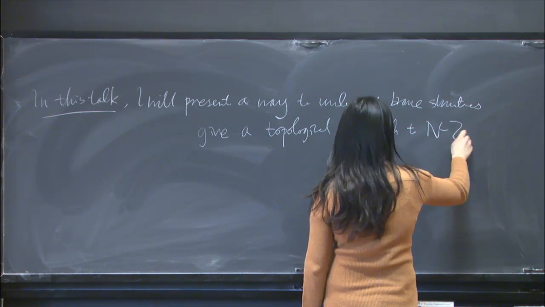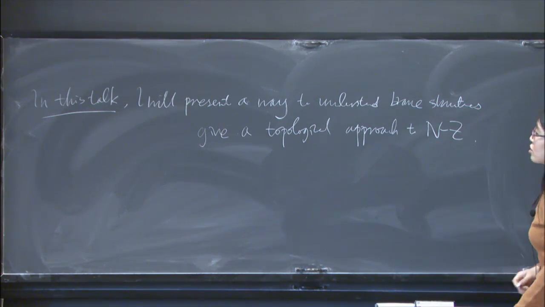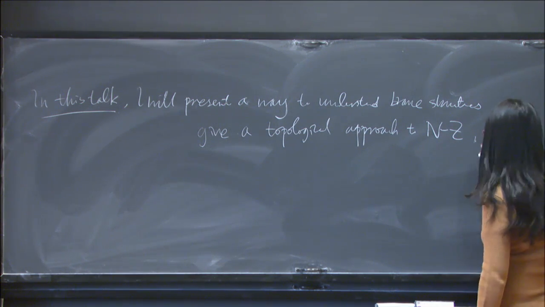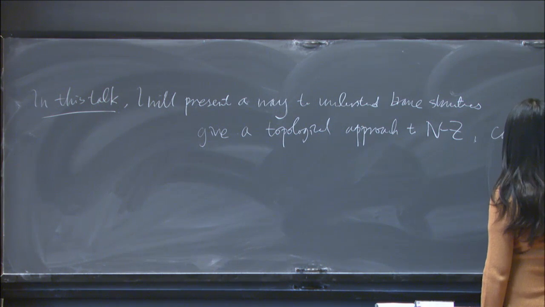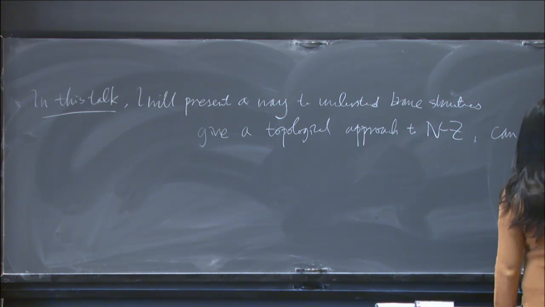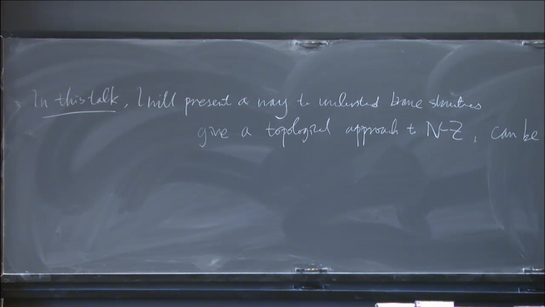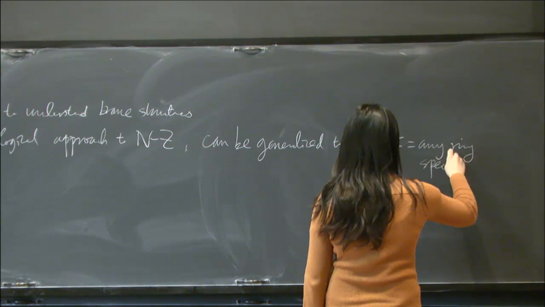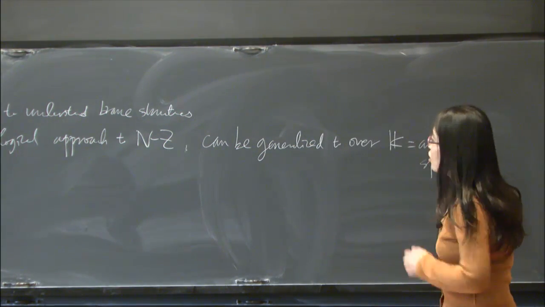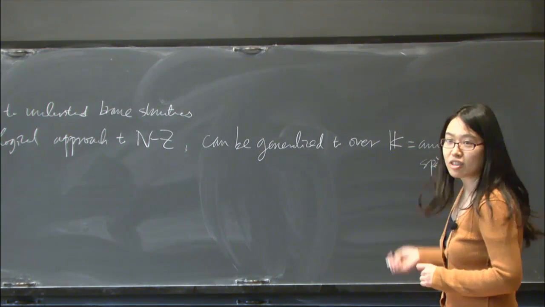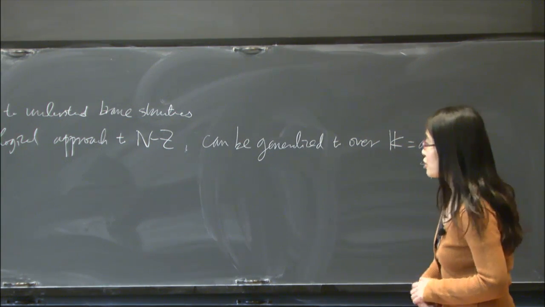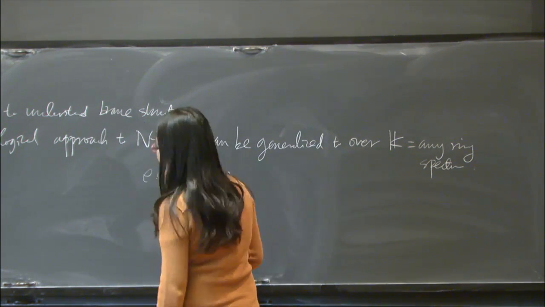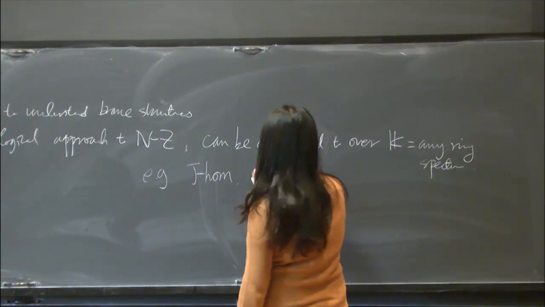to Nadler-Zaslow. So this approach has the benefit that it can be generalized to over any ring spectrum. So it can be generalized to over K, so any ring spectrum. So it will lead to interesting connection with stable homotopy theory. For example, you will see like J homomorphism appear in one of our main theorems.